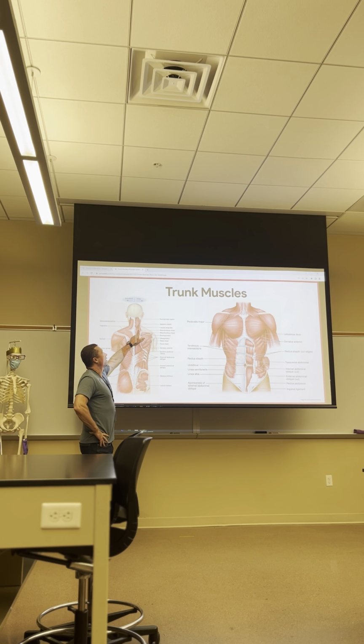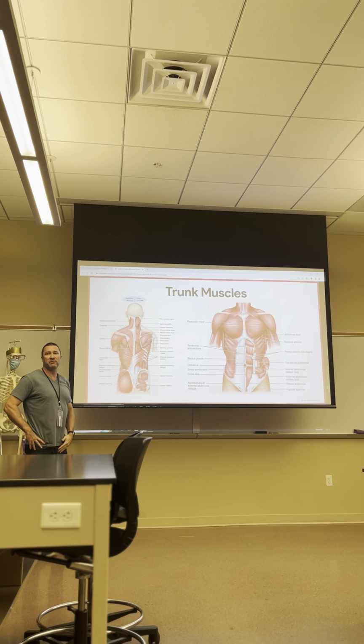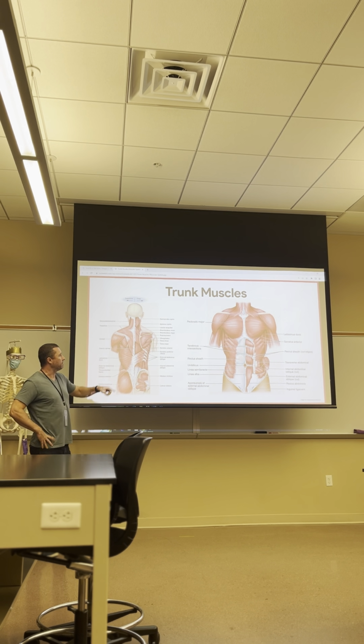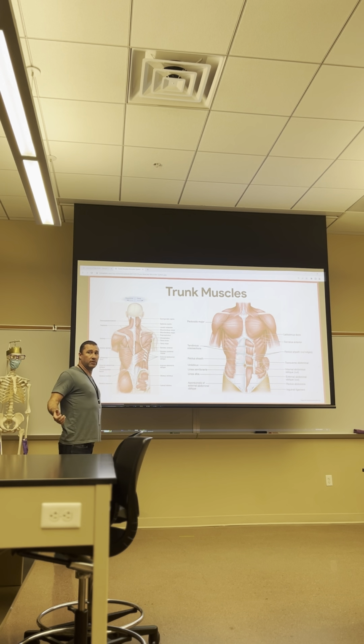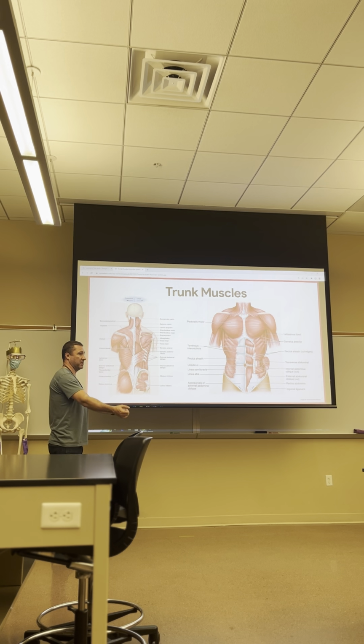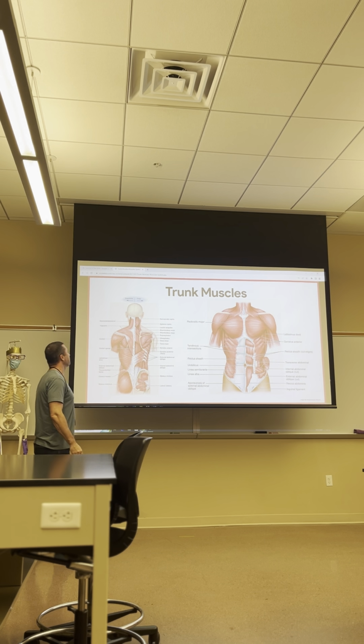And then underneath that, we've got the rhomboid muscles. So we've got the rhomboideus minor and the rhomboideus major. They're called the rhomboids because they are shaped like a rhombus, if you remember rhombuses from when you took geometry in school. Their job is to retract the scapula. So any type of activity like that: lat pull downs, rows, bent over rows, anything like that.